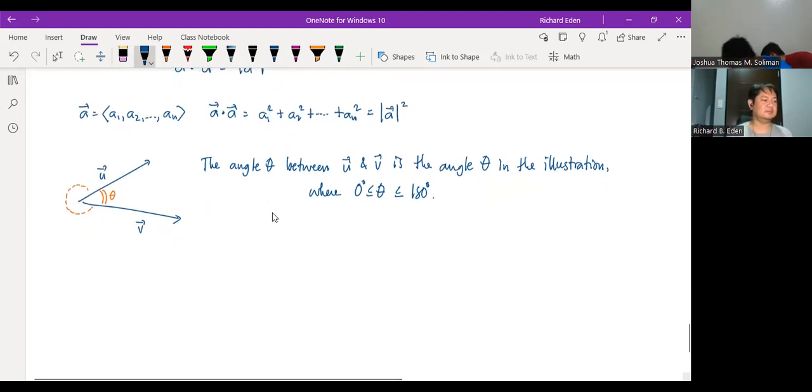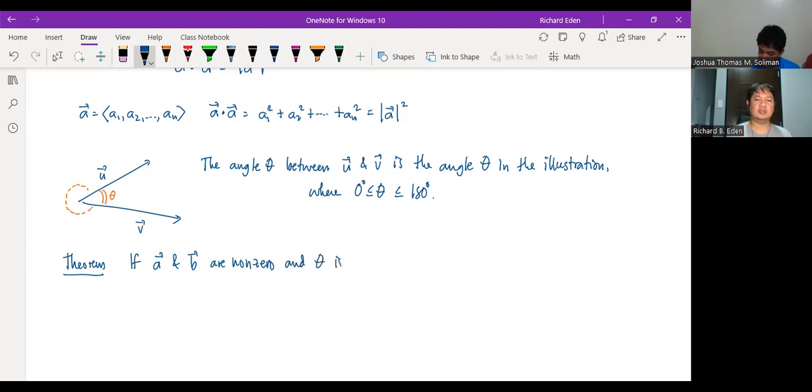All right. Theorem. If A and B are non-zero and theta is the angle between them, then A dot B equals the following: the product of their lengths multiplied by the cosine of the angle between them.